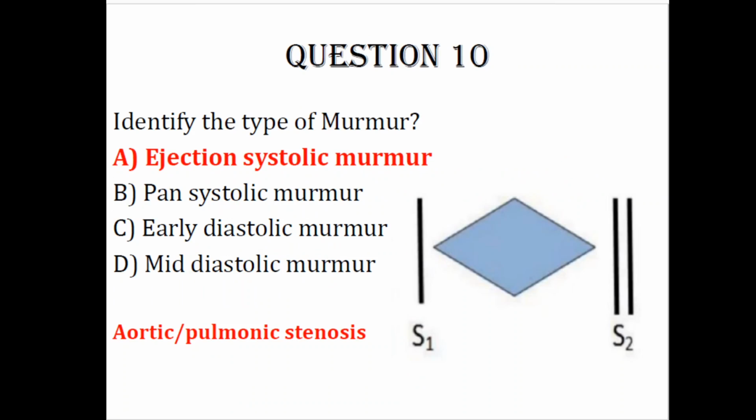Now let's look into this image. This patient is having a mid-systolic murmur, ejection systolic murmur. There is crescendo and decrescendo, meaning increasing and then decreasing. This type of systolic murmur is seen in aortic and pulmonary stenosis. Between S1 and S2 is systole, and here will be a systolic murmur, and here you see crescendo and decrescendo, increasing and then decreasing. This is seen in aortic or pulmonary stenosis. The type of murmur is ejection systolic murmur. Let's move on to the next one.